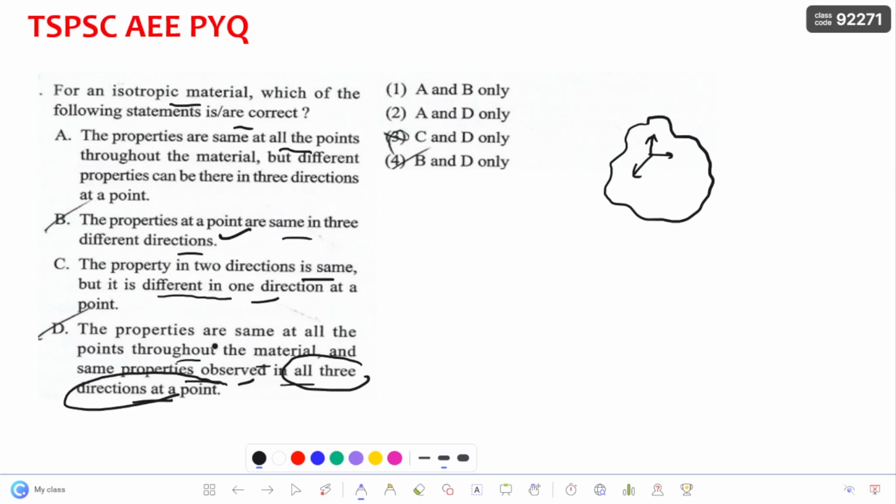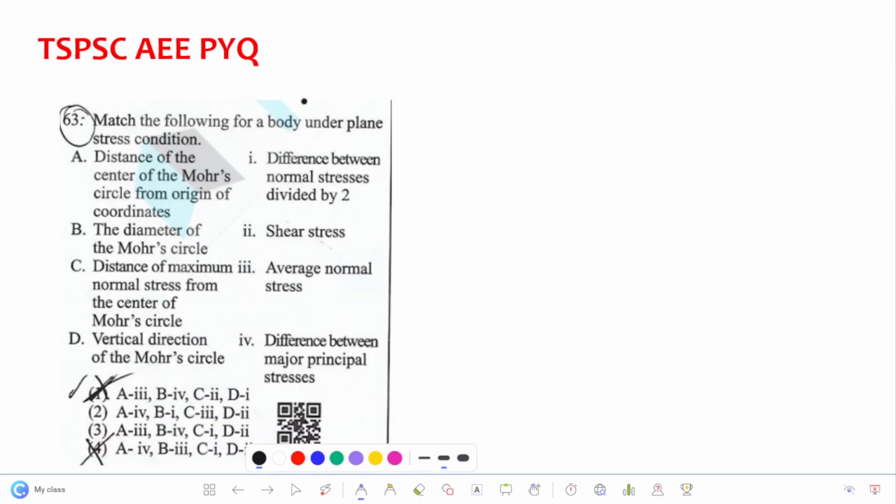But coming to the properties are same at all the points throughout the material, isotropy doesn't speak about all points. But if you see the options, B is correct and also relatively correct answer is D also. So you can take B and D only as the option. Okay, let us solve this question.